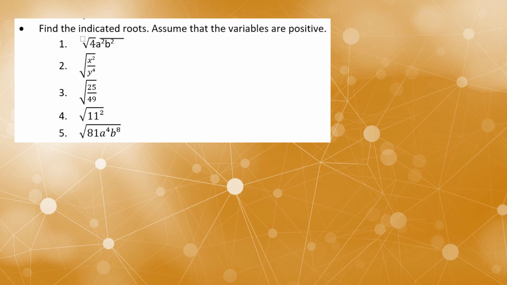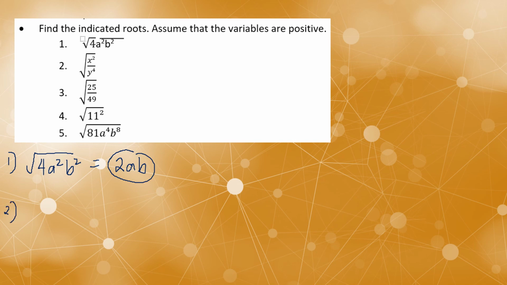Next, find the indicated roots. Assume that the variables are positive. In this case, we are going to evaluate the given expressions. So number 1, we have the square root of 4a squared b squared. The square root of 4a squared b squared is 2ab, since 2ab quantity raised to the second power is 4a squared b squared.